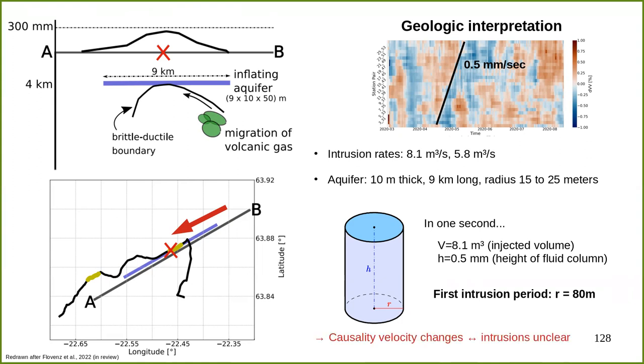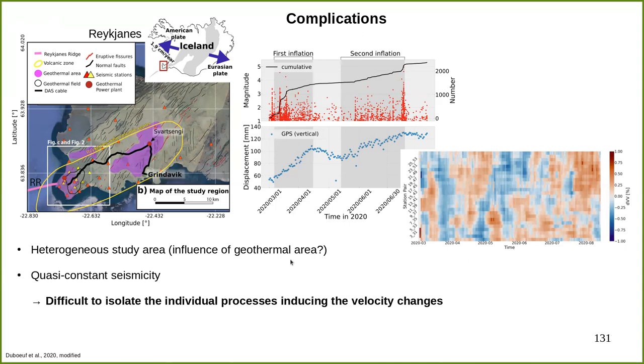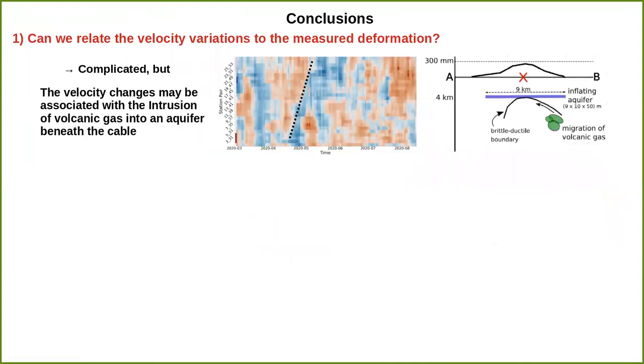However, how the intrusion of the gas exactly relates to the patterns that we find in our results is still unclear. There are several aspects that complicate the interpretation. One point is that the study area is pretty heterogeneous. For example, it is not clear how the high temperature geothermal field at the geothermal plant influences the measurements, since it covers a large part of the fiber. In addition, more than 2,000 earthquakes occur during the entire time period. And this causes the ground to be constantly stressed, which makes it pretty difficult to isolate the individual processes that induce the velocity changes. However, a link to the intrusion of the gas does not seem unlikely, as we have seen on the previous slides.